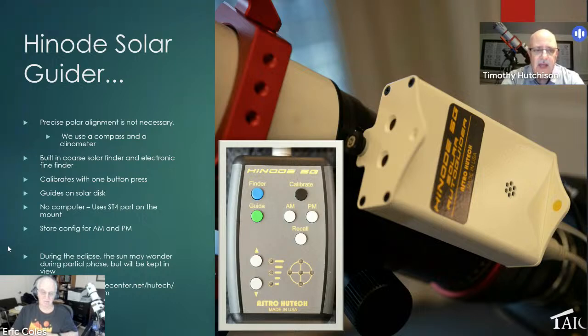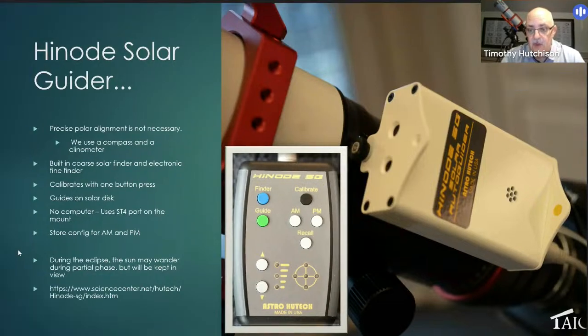Like I said, it has the ability to guide on the full solar disk. So precise polar alignment is not as critical, right? In my testing sessions, I just used a compass, of course accounting for magnetic declination, which we can talk about if there are questions. I pointed it north, and I used a clinometer to set the declination, and that's it.